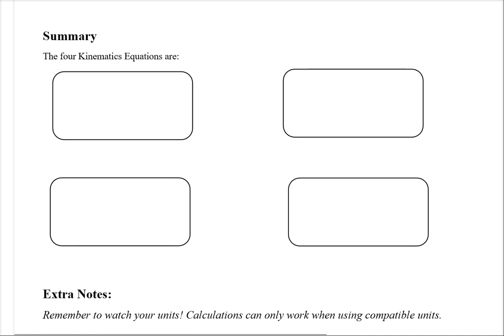We've got ourselves 4 kinematics equations. The first one: acceleration is equal to final velocity minus initial velocity, all divided by time. The second one: displacement is equal to initial velocity plus final velocity over 2, and then that whole thing gets multiplied by time. The third one that we derived today: displacement is equal to the initial velocity multiplied by the time plus half of the acceleration multiplied by the time squared.